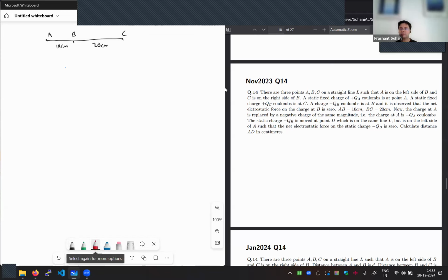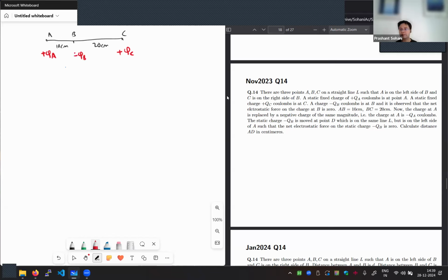Like the first scenario is that there are charges placed at point A and point C. So at point A, a charge of plus QA. So this is a positive charge. And here it is plus QC. So both positive charges. And at B, there is a negative charge.